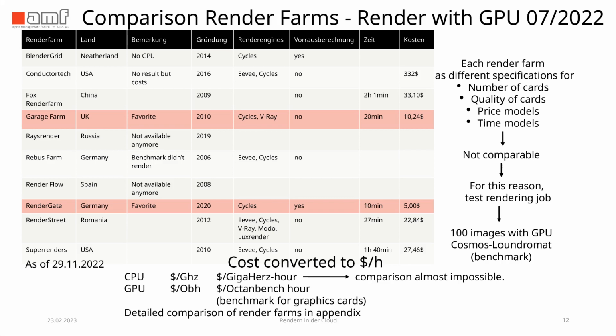A few of these render farms don't actually have GPUs, so they're excluded, and 2 of them stopped existing between starting the list and actually running the tests, so we'll also remove those. Also of note is Conductor Tech, which charged us $300 and didn't produce anything. So yeah, not that great, but it was probably misconfiguration.